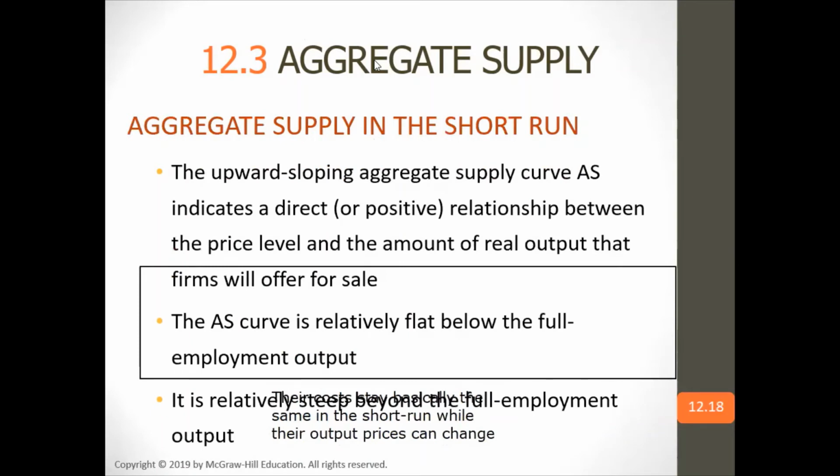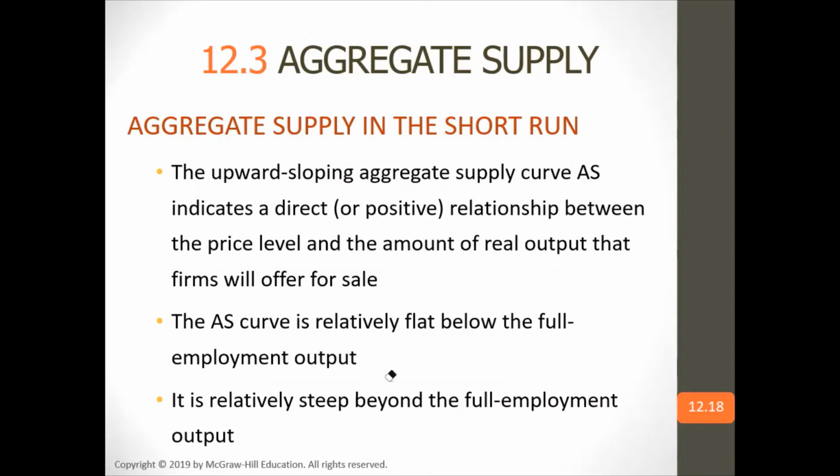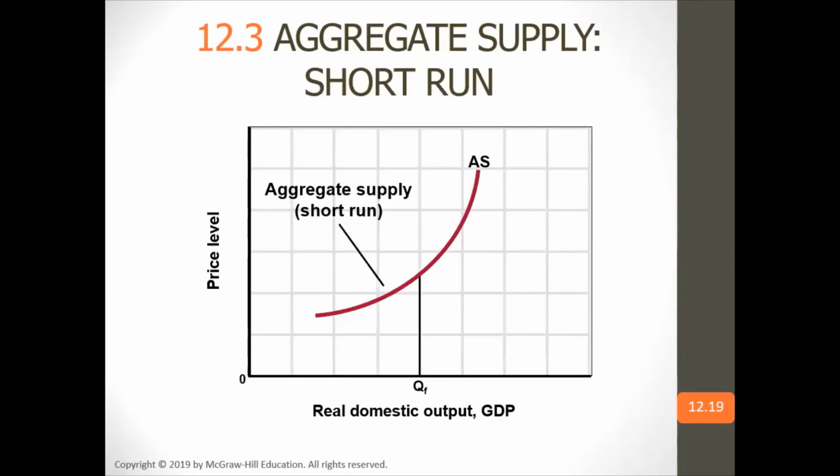So then the upward sloping aggregate supply curve shows a positive relationship between the price level and output. As prices go up, output goes up. And it's curved.